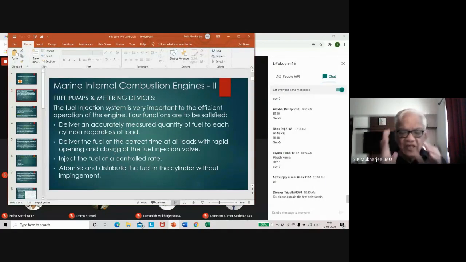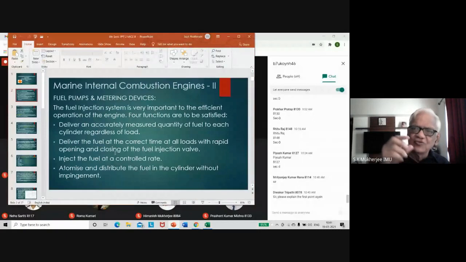Okay. Suppose the engine is running at slow ahead. Now the injection system has to deliver a certain amount of fuel because the RPM has to be much less than the full speed. Let us say 110 is the full speed. We want to run it at say 40 RPM. That is slow ahead. So at 40 RPM, you cannot give too much fuel to the unit. You have to give a little amount of fuel. But that little amount of fuel has to be exactly that amount for each unit.